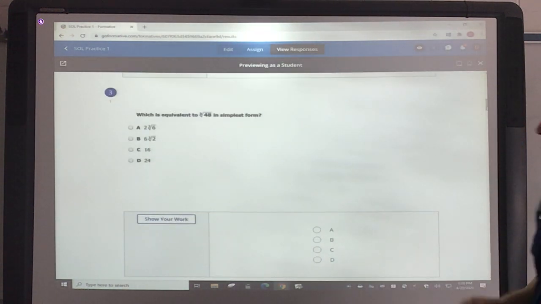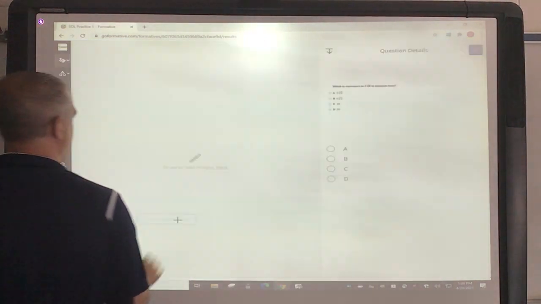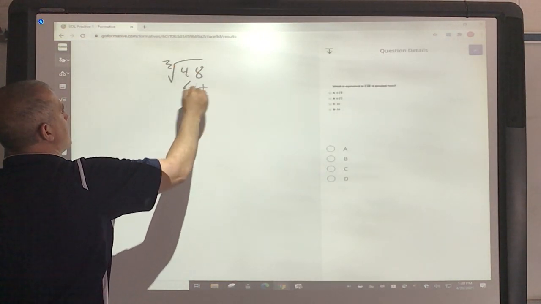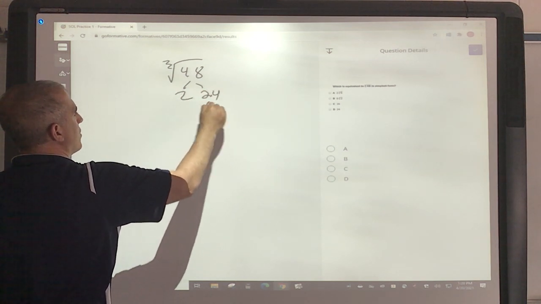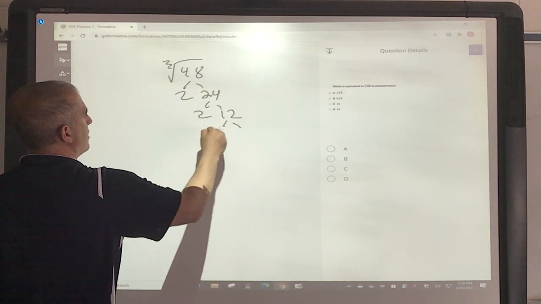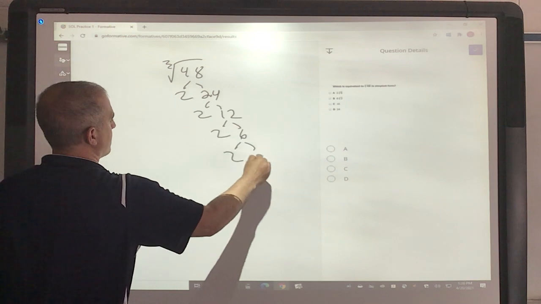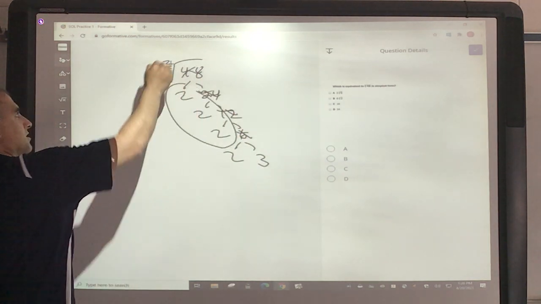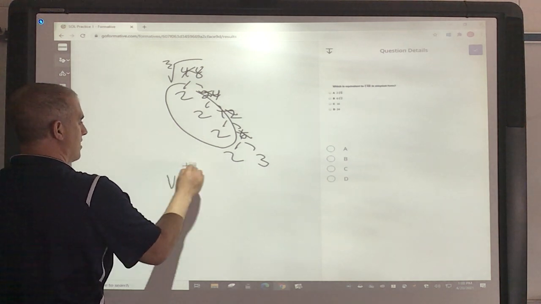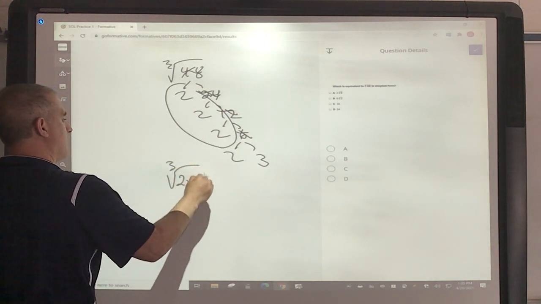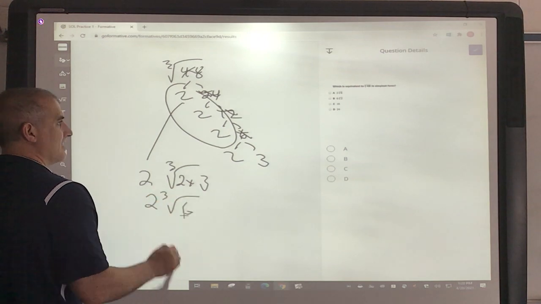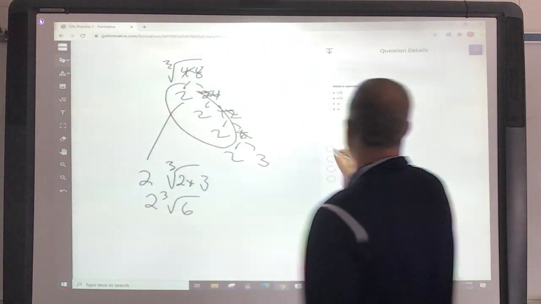Okay, question 3. This is one of those cube root problems. If I divide by 2, that'd be 24, and then 12, and then 6, and then 3. I cross off the double branches, because it's a cube, I'm looking for groups of 3. This 2 and this 3 is under there. This 2 would come out here, so I got 2 cube root of 6, which would be answer A.